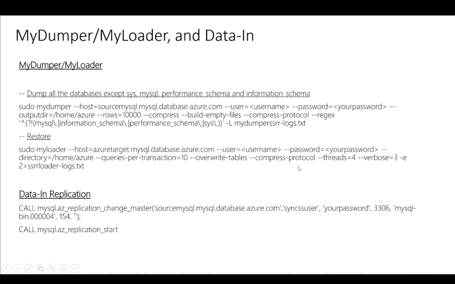Once you have the initial seeding in place, there are a couple of procedures which we are exposing to set up the replication. So you do the change master, you specify the source database instance, the username and password, and the bin log file and the bin log position. And once you have the change master in place, then you start the replication. And all that information has been captured in detail in the tutorial links we mentioned in the previous slide.